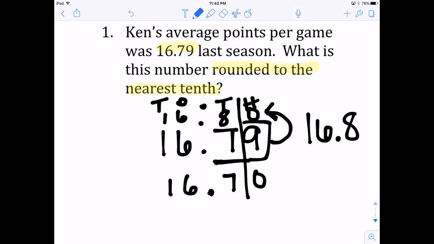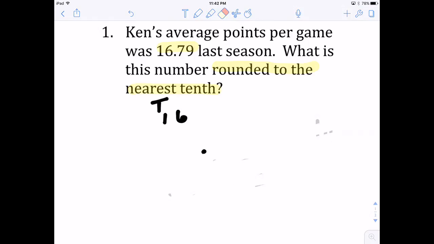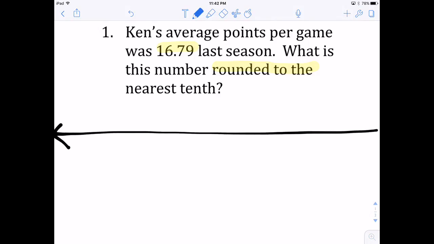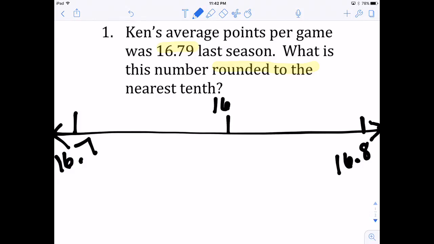Now, one way we've also discussed looking at this in class is on a number line. So if you don't want to do that method, you can try the number line, which, as we drew it in class, we would have 16 and 7 tenths right here, and we would have 16 and 8 tenths. In between would be 16 and 75 hundredths.